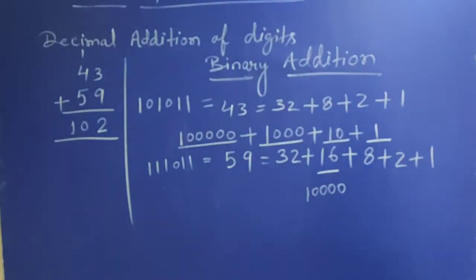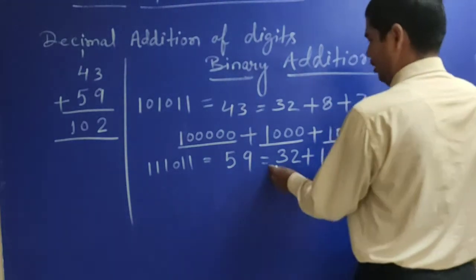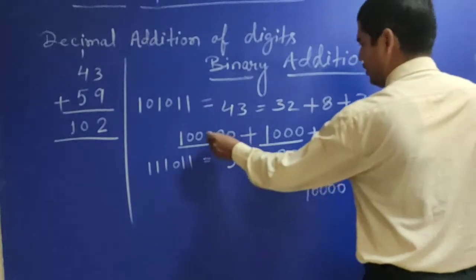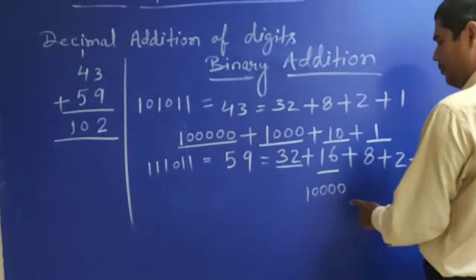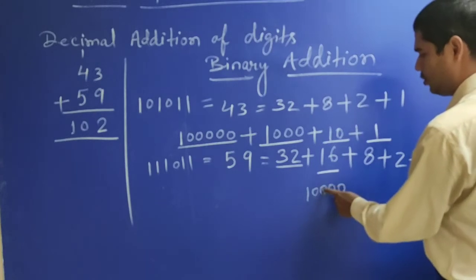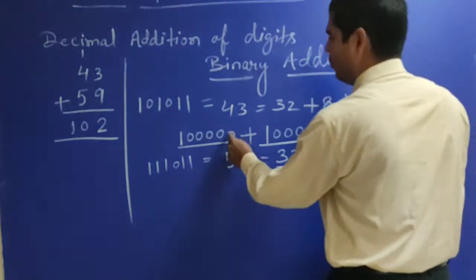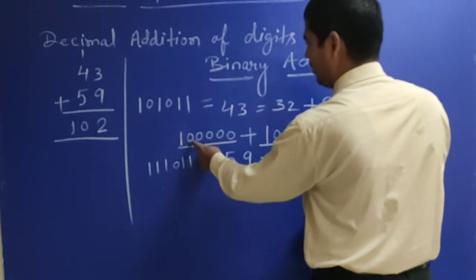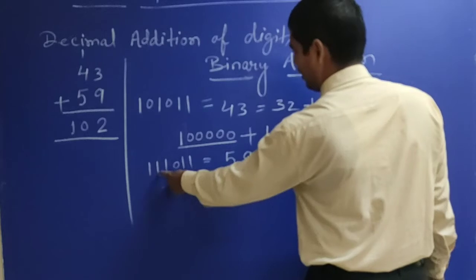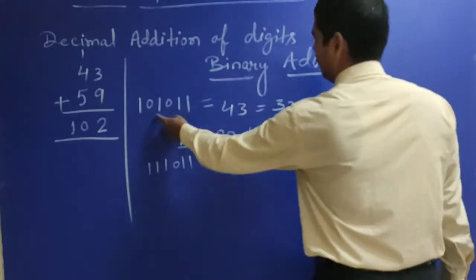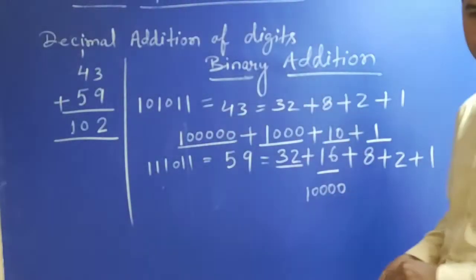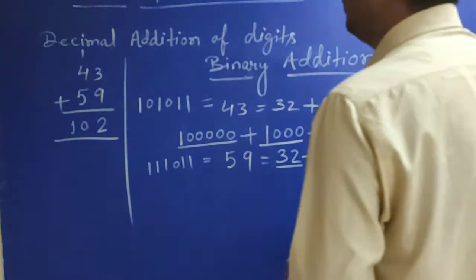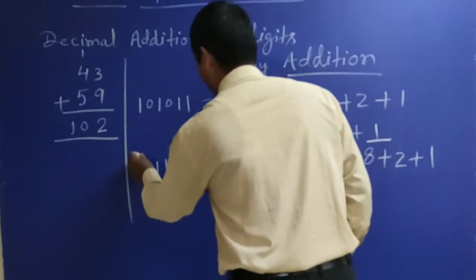There is no confusion. For 32 it is given here, for 16 it is given here. The four zeros are here, and 1 will be added at this place, and you will get this. The rest of the numbers are from here. So firstly you will find 43 and 59.